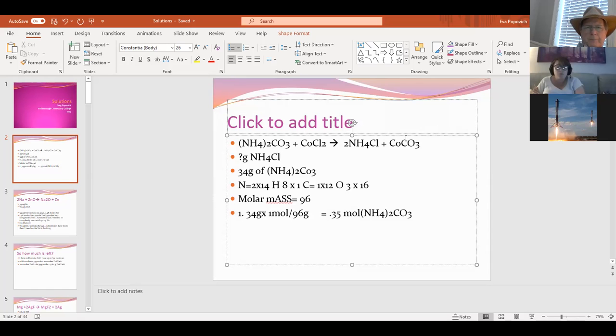I don't really know what you mean by what the relationship is. Are you asking for like the ratio? Yeah, exactly. Oh, 2 to 1. 2 to 1. That's exactly what I'm asking for. Okay. I got 0.35 moles of NH4 carbonate. Now, if I want moles of NH4Cl, what goes on top of what now? 2/1.